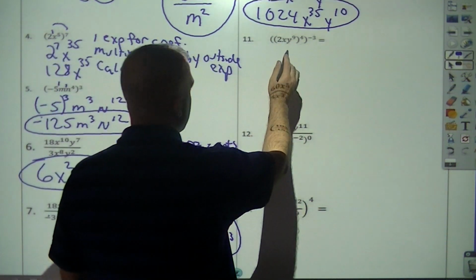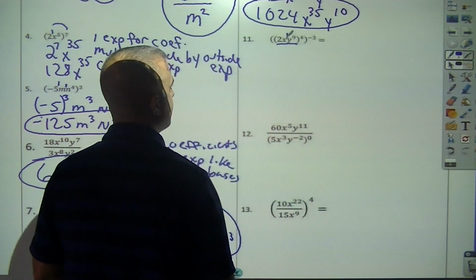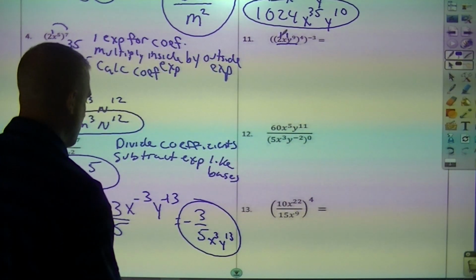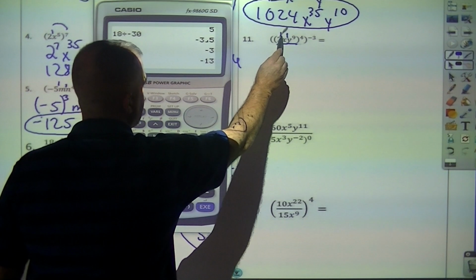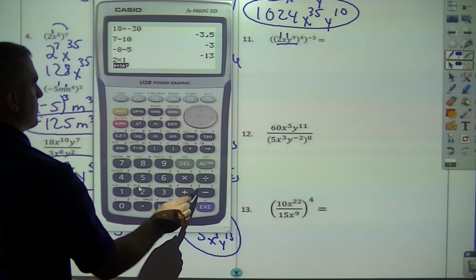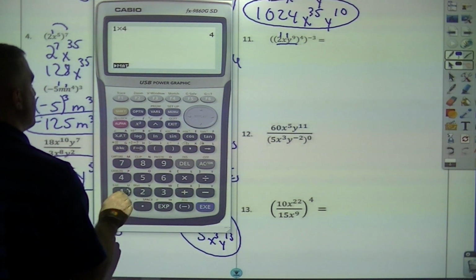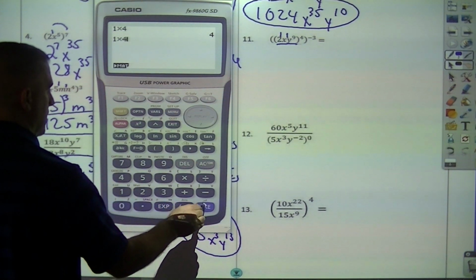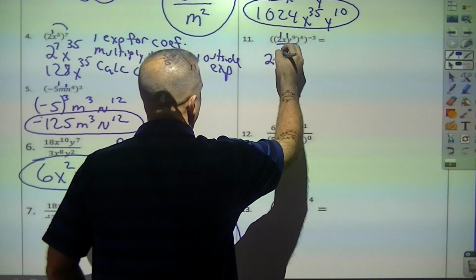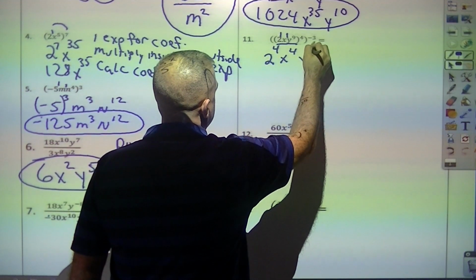What you want to do here is focus on this part first. This x would need a 1. In the power rule, I put a 1 right there also with the 2. So I'm going to multiply inside exponents by outside exponents: 1 times 4, 1 times 4, and 9 times 4. So what I got is 2 to the 4th, x to the 4th, y to the 36th.